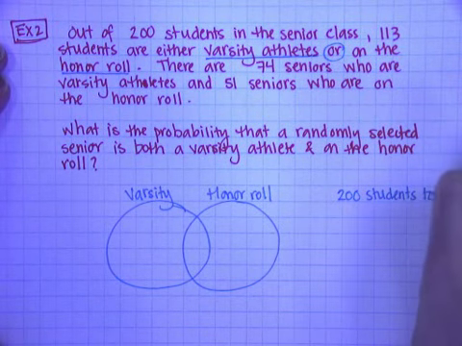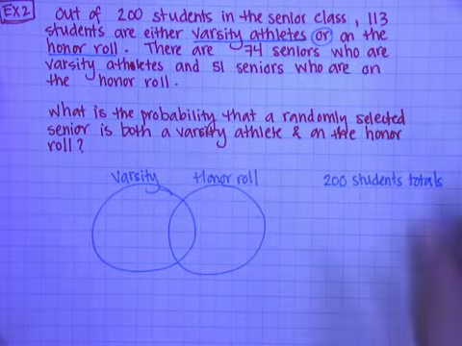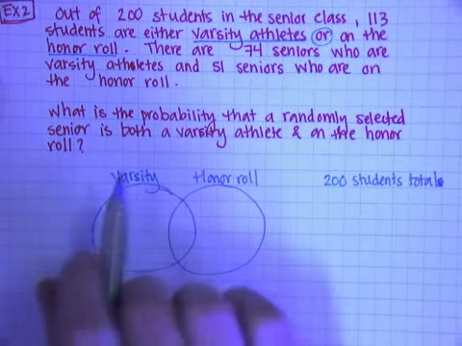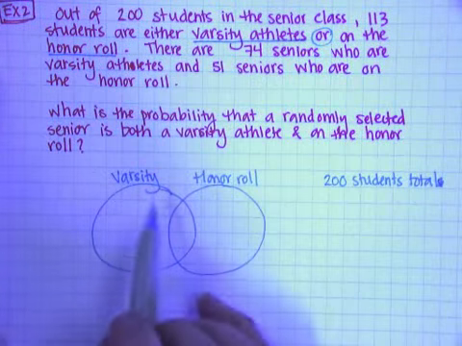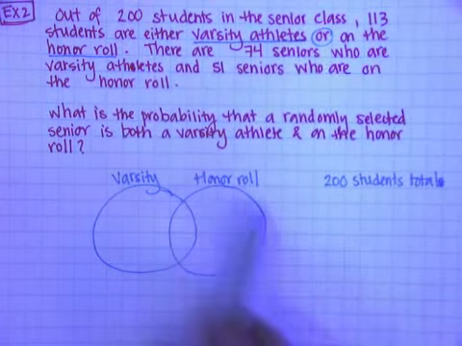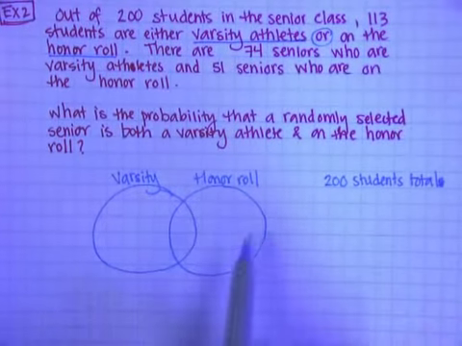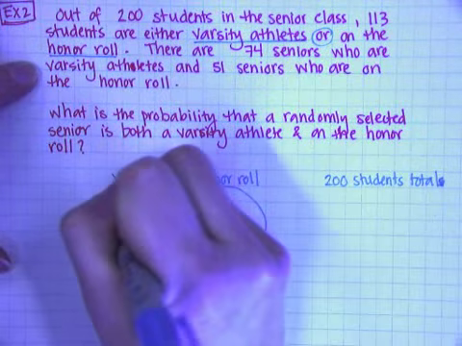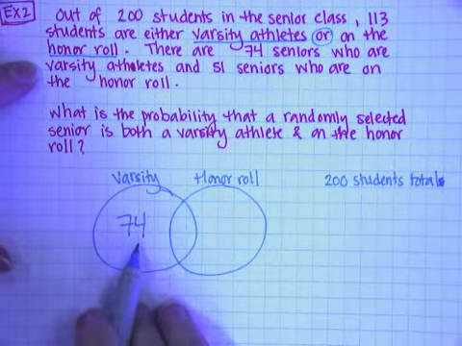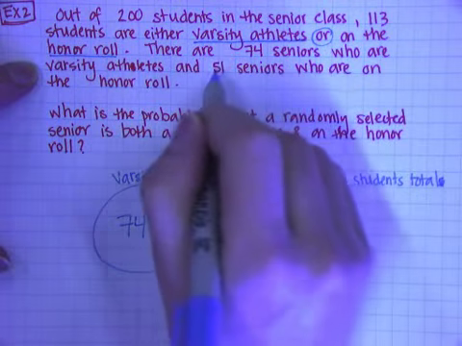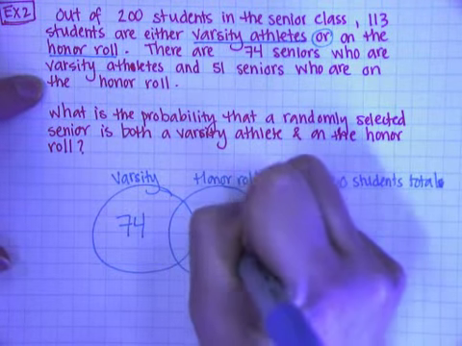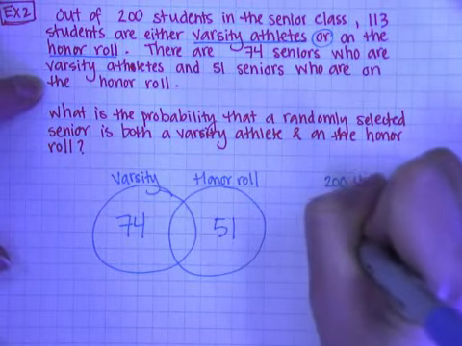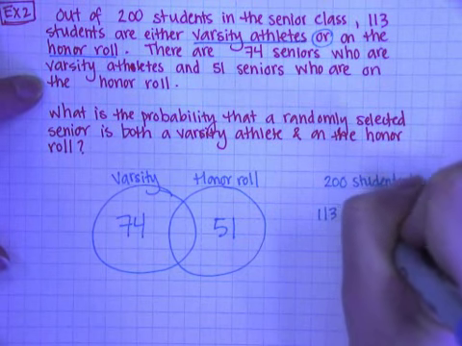I'm going to pull out the important pieces of information here. Total: 113 students are one or the other or both. So I know I have 113 total in my Venn diagram. 74 seniors are varsity athletes, so that means I have 74 kids who are varsity athletes, 51 who are on the honor roll, and 113 who are in one or both.